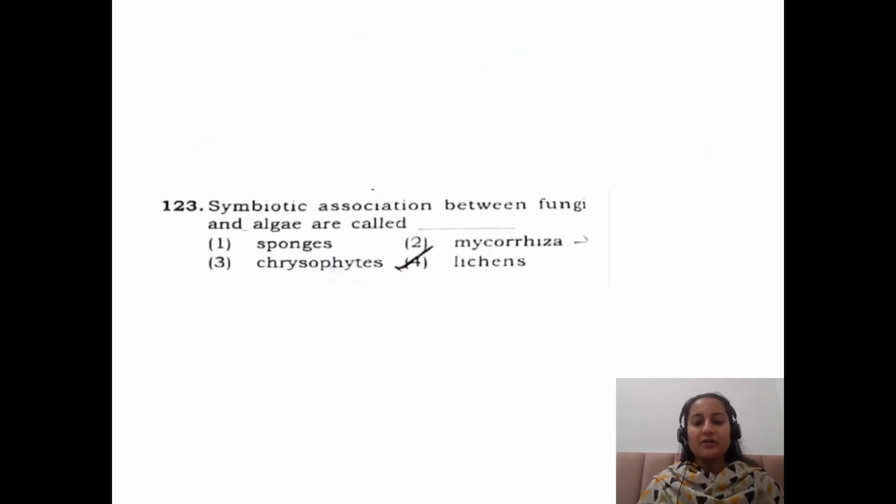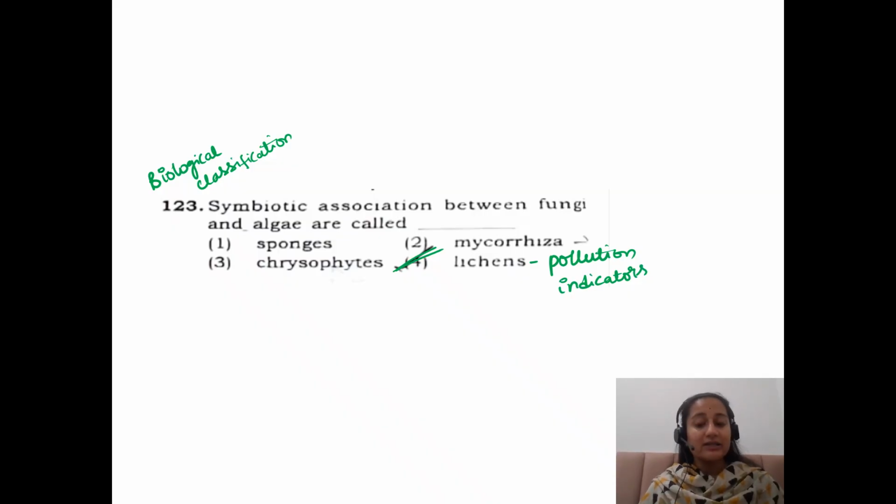Symbiotic association between the fungi and algae is called what? This is from the biological classification chapter, where we have the fungal associations. We can also see it in the plant kingdom. The fungi can be associated with the root of Pinus as mycorrhiza, and also fungi can be associated with the algae to form lichens. Lichens are said to be good pollution indicators. Where the pollution is there, lichens cannot grow. If lichens are growing, it says that the pollution is actually absent.